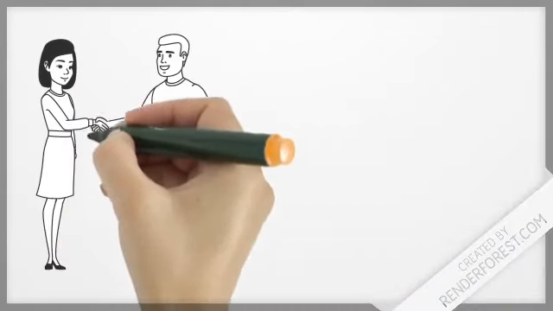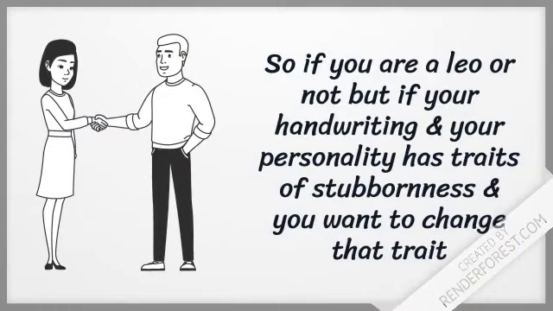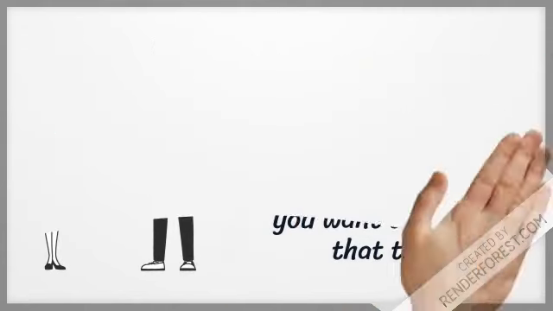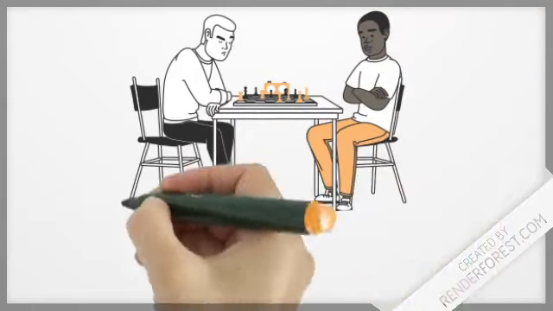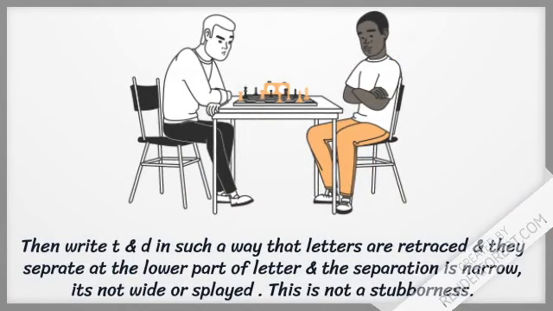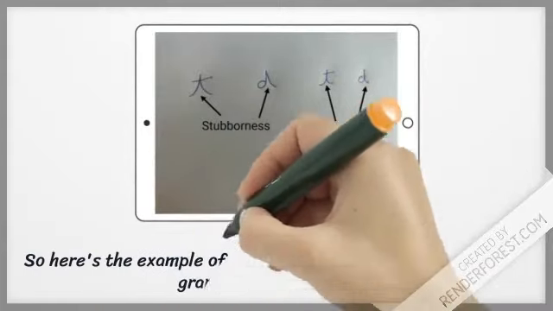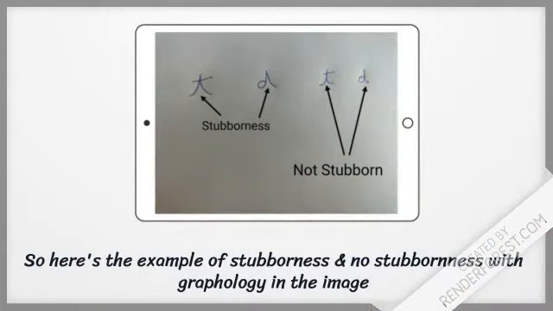So if you are a Leo or not, but your handwriting and your personality have traits of stubbornness and you want to change that trait, then write T and D in such a way that letters are retraced and they separate at the lower part of the letter, and the separation is narrow, not wide or splayed. This is not stubbornness. So here's the example of stubbornness and no stubbornness with graphology in the image.